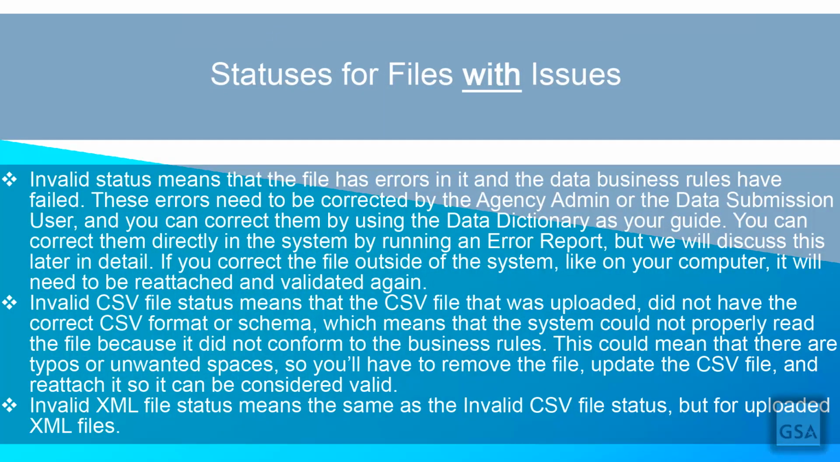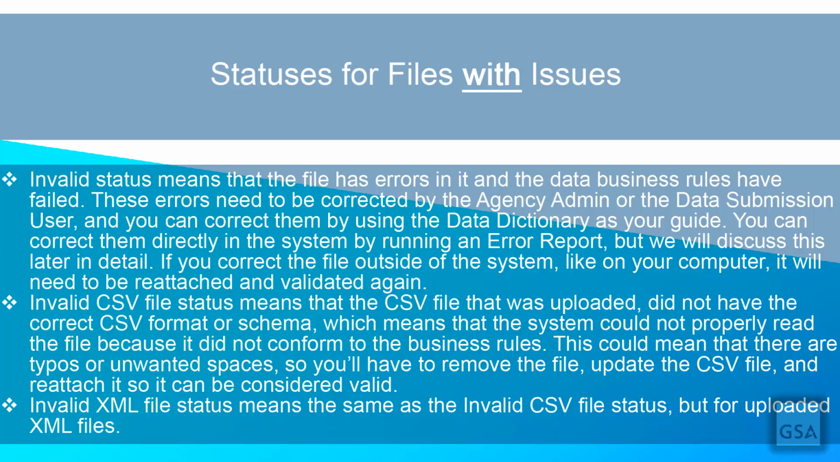However, if there is an error in your upload, there are 7 additional possible statuses after processing. Invalid means that the file has errors in it and the data business rules have failed. These errors need to be corrected by the agency admin or the data submission user using the data dictionary as your guide. You can correct them directly in the system by running an error report, which we will cover in more detail later. If you correct the file outside of the FRPP system, the corrected file will need to be reattached and validated again.